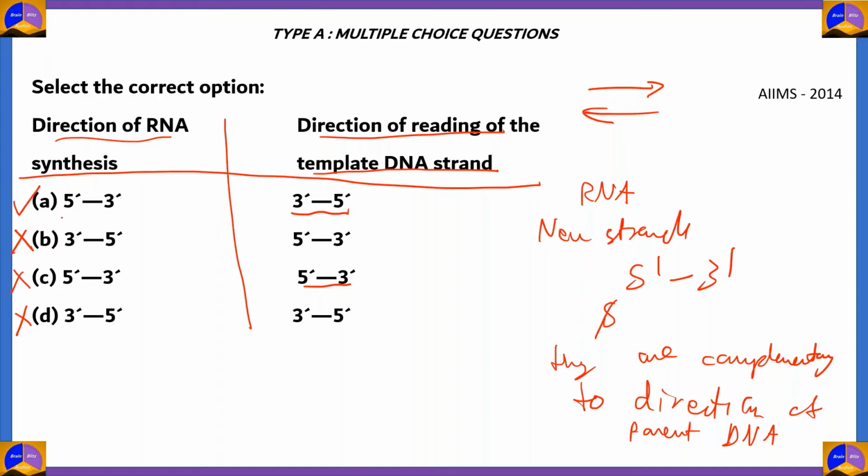It satisfies both conditions. Condition number 1, direction of RNA synthesis is from 5' to 3', and condition 2, they are complementary to the direction of the parent DNA, so the direction of reading of the parent DNA, the template DNA, has to be opposite, anti-parallel, which is 3' to 5'. And that's why option A is the right option.